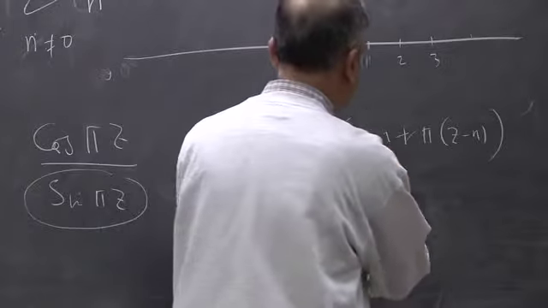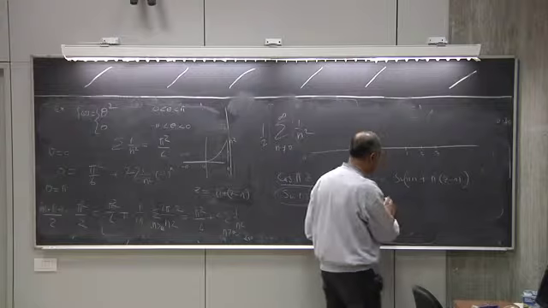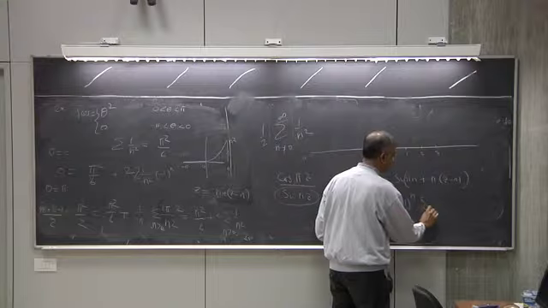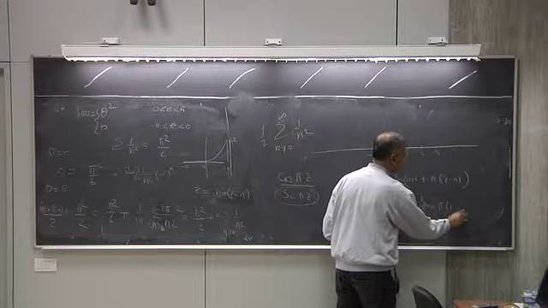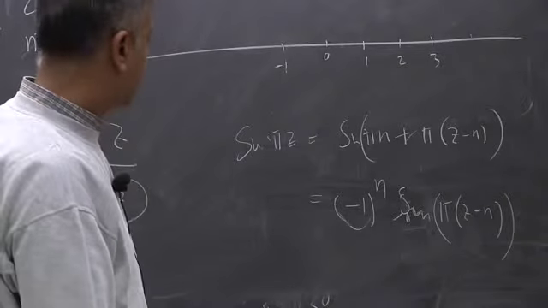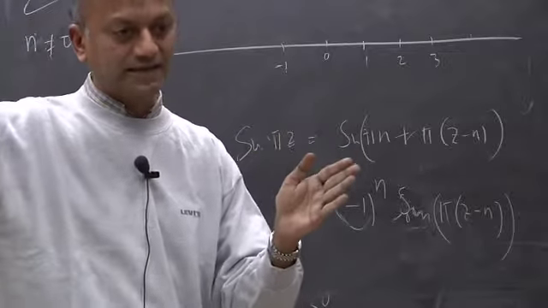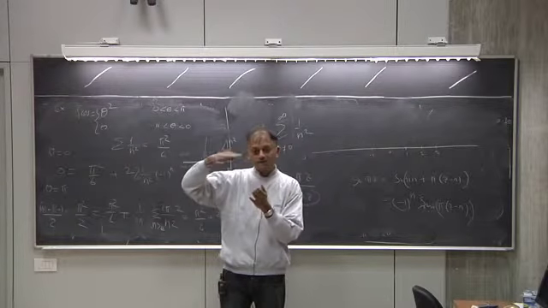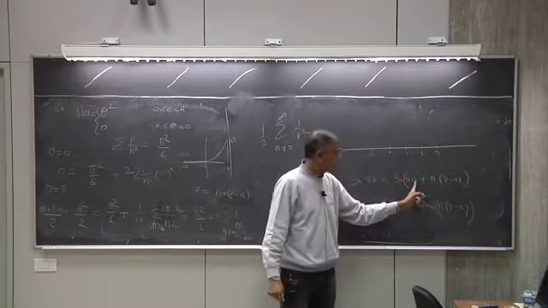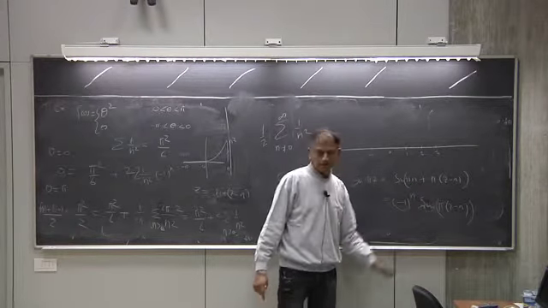So on the other hand, you know that sine of pi n plus any angle, any quantity, is the same as minus 1 to the n times sine of pi (z minus n). I mean, sine of pi plus theta is minus sine theta, but sine of 2 pi plus theta is the same as sine of theta, right? So it depends on whether n is even or odd, you pick up a sign. So there's a minus 1 to the n times sine of pi (z minus n).